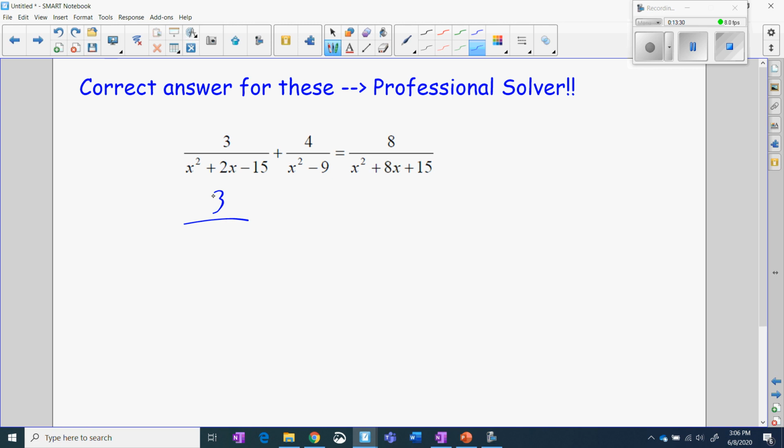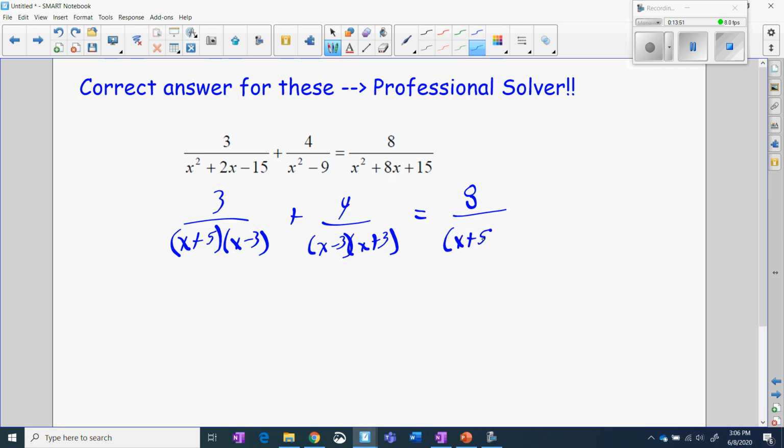Multiply to get negative 15, add to give 2. X plus 5, x subtract 3. Plus, difference of squares. X subtract 3, x plus 3 equals 8. Multiply to get 15, add to give 8. X plus 5, x plus 3.